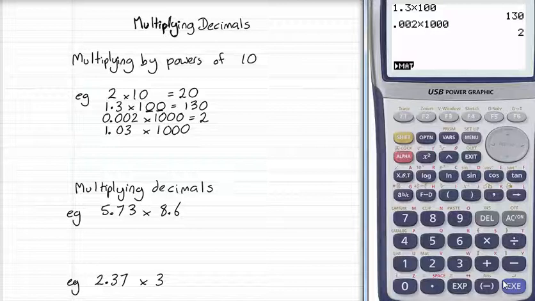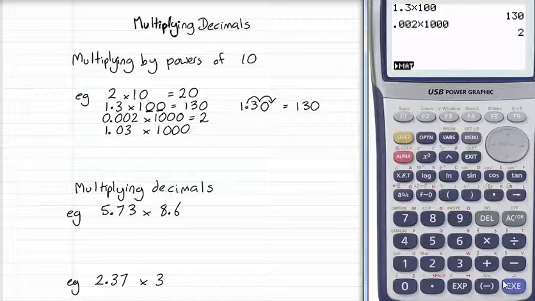So when I had 1.3 times 100, I take my 1.3, pick up my decimal point, and move it 2 places to the right. That's 1 place for every 0. If I have to jump over an empty space, I'm jumping over a 0, and my answer was 130, and we know that's correct. That's what we got with the calculator.